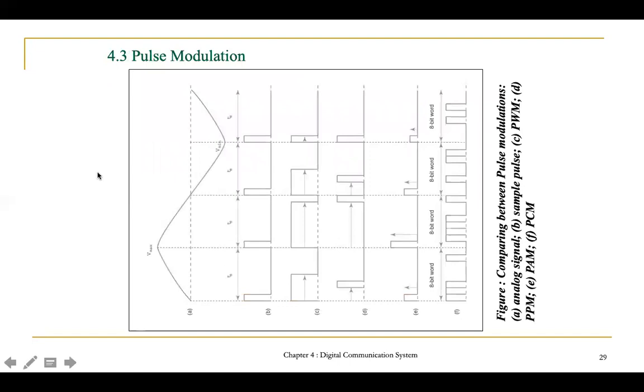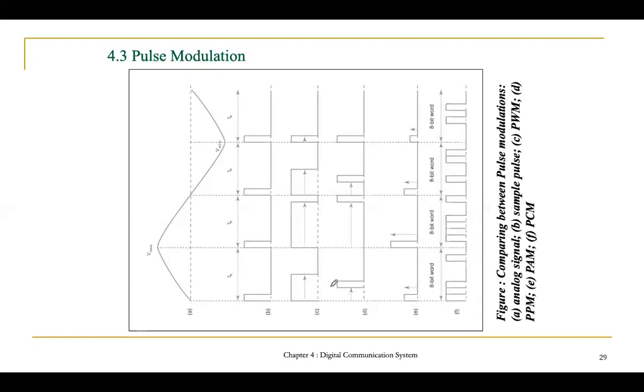If you look here, the first figure, figure A, is the analog signal, meaning your input. Figure B is the sample pulses. And C, D, E, and F are pulse width modulation, pulse position modulation, pulse amplitude modulation, and pulse code modulation. So you can see the difference here.